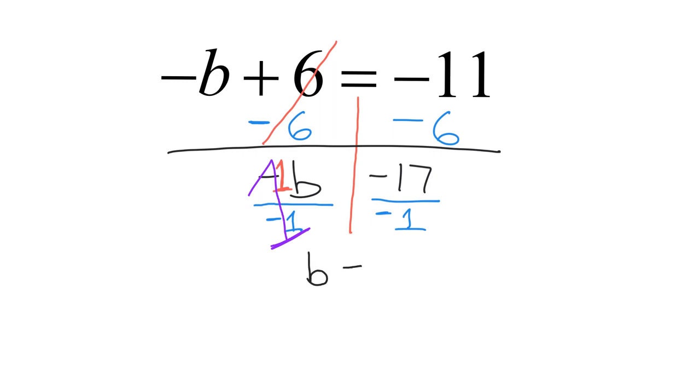I put the equal sign, and on the other side, you do have a negative 17 divided by a negative 1. Notice we have 2 negatives. That's an even number of negatives, so it's going to turn positive. And 17 divided by 1 is just 17. So the answer is positive 17. b equals 17.